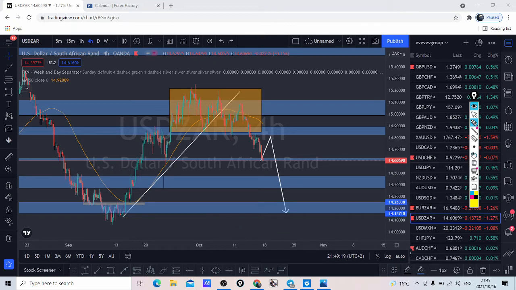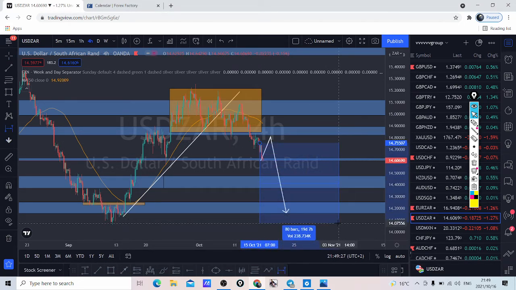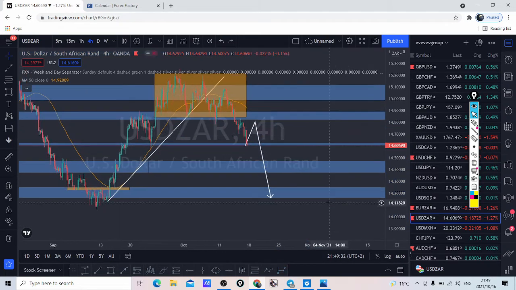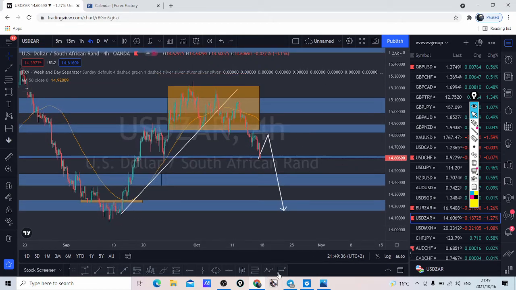This one is going to move, even if it moves for maybe 20 days, still hold it, because your TP is going to get hit. If you enter here, you'll be targeting something like 690 pips, roughly 700 pips.